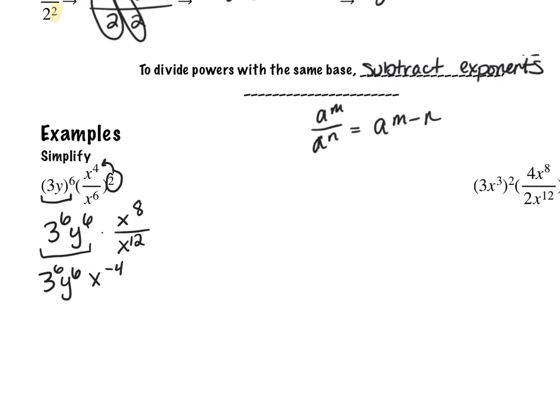So then I have a negative exponent, so I need to take that and move it to the bottom to make it positive. So those rules that we've been working on all last week are still going to come into play today. You need to keep that in mind. All of this works together. So that'll be my final answer.